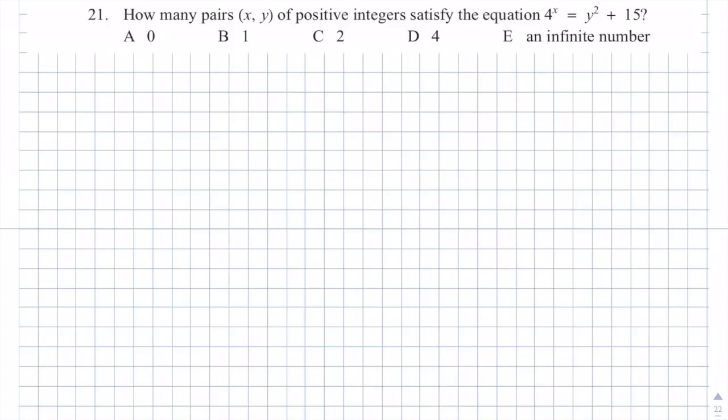Question 21 asks: how many pairs x, y of positive integers satisfy the equation 4 to the power of x equals y squared plus 15? The answers are: A is 0, B is 1, C is 2, D is 4, and E is an infinite number. What we need to do for this question is see how many pairs of solutions of x and y give 15.